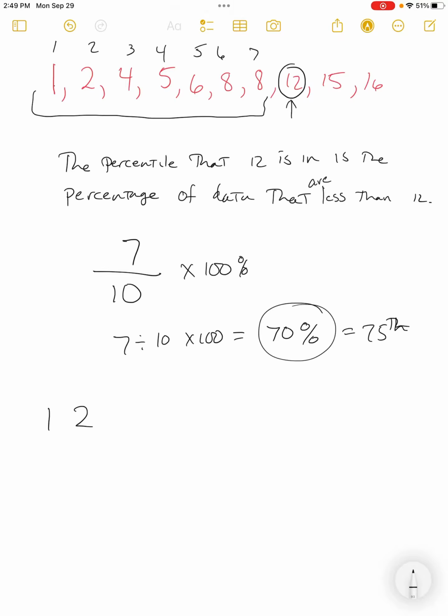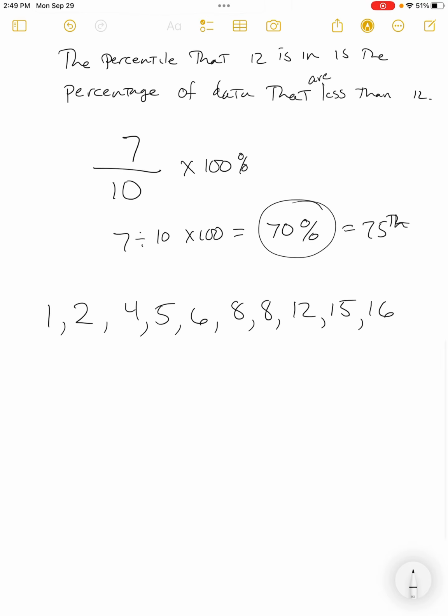So let me rewrite this data set again: 1, 2, 4, 5, 6, 8, 8, 12, 15, 16. I put the commas in there in case that's helpful vision-wise. And now I've got a new question for us. What percentile is the value 8 at?